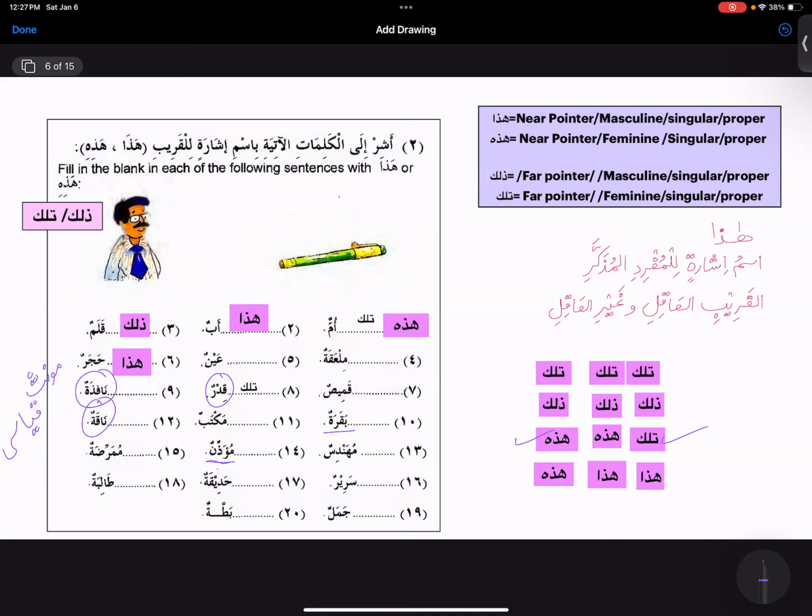Okay, what about kamisun? Male. Hadha. Dhalika. If you are an Urdu speaker, you're gonna say, okay, meri kameez, right? In Urdu, it is feminine. But in Arabic, it's not, okay? So that is male over here.